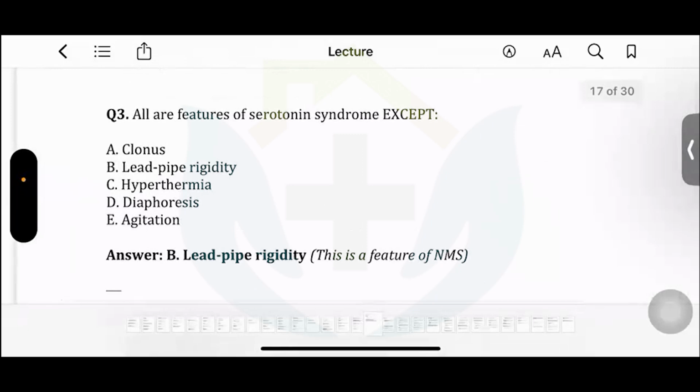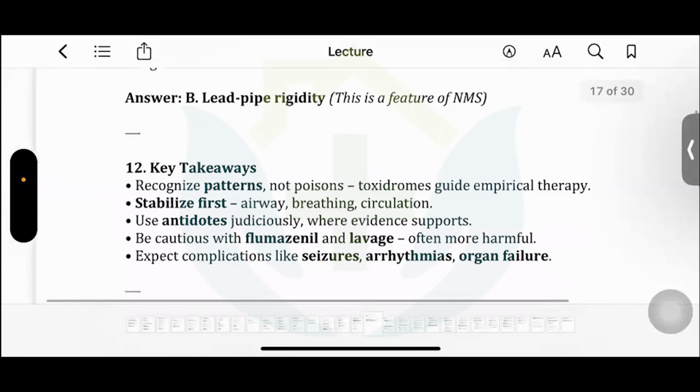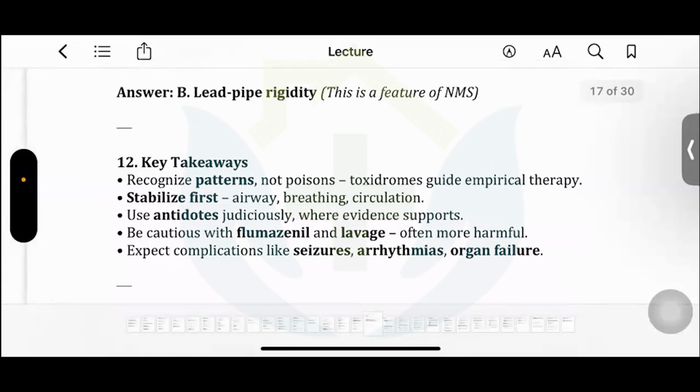All are the features of serotonin syndrome except: clonus, lead pipe rigidity, hyperthermia, diaphoresis, agitation. So lead pipe rigidity, which is a feature of haloperidol or neuroleptic malignant syndrome toxicity. Okay, key takeaways are you need to recognize the patterns, not the poisons.